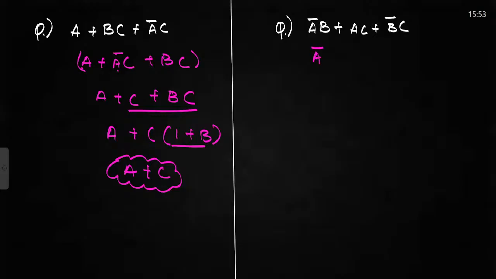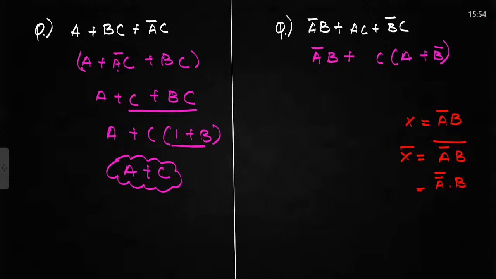Now let us try to solve this question. First we will write A bar B as it is, and we will take C as common in this one. Then this will be A plus B bar. Now let us try to apply De Morgan's theorem for this question. Let us take A bar B as X, and then find X bar, which is A bar B whole bar. Here you apply De Morgan's theorem, break the line and change the sign. So here it will be A plus B bar.